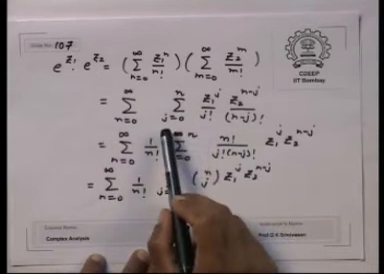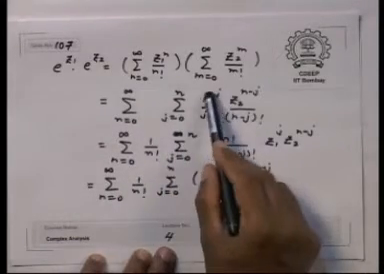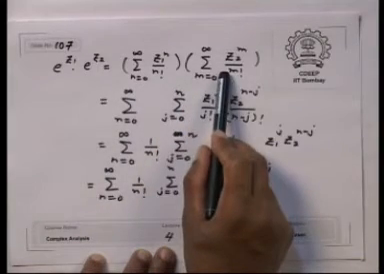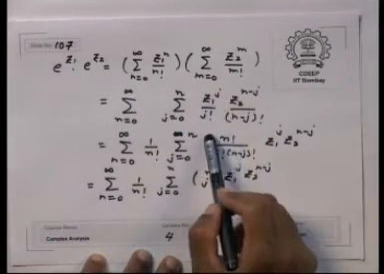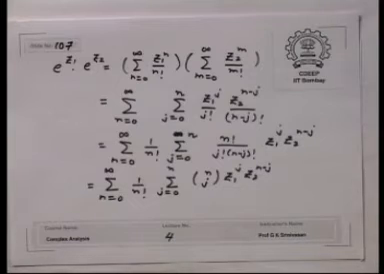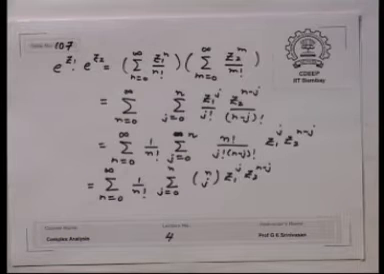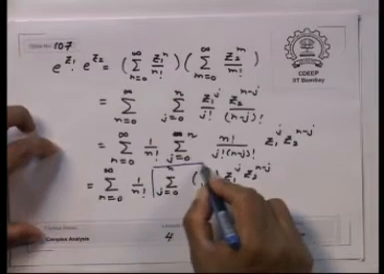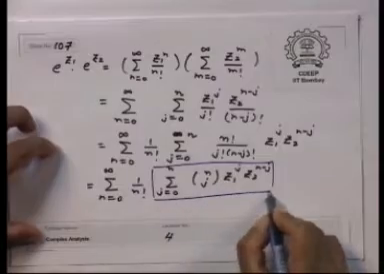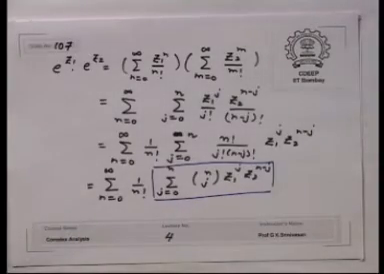sigma j from 0 to n, the jth term from here and the n minus jth term from here. Z1 to the power j upon j factorial, z2 to the power n minus j upon n minus j factorial. Multiply and divide by n factorial, and you get 1 over n factorial times n choose j, z1 to the power j, z2 to the power n minus j, sum goes from 0 to n. So, now what is this object here? Whatever you have here is z1 plus z2 to the power n.